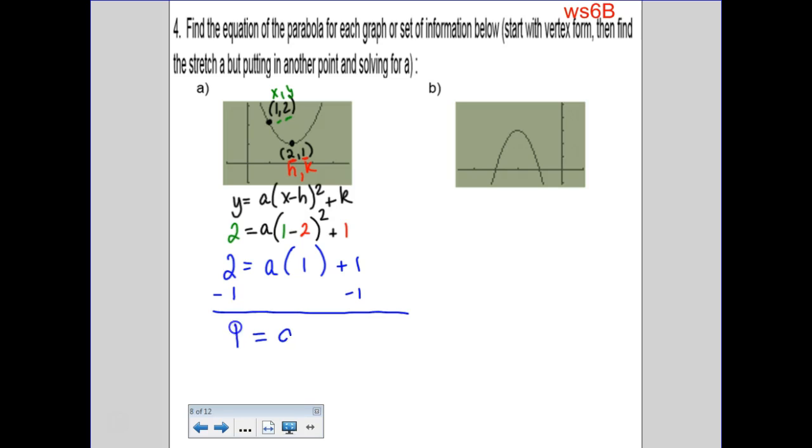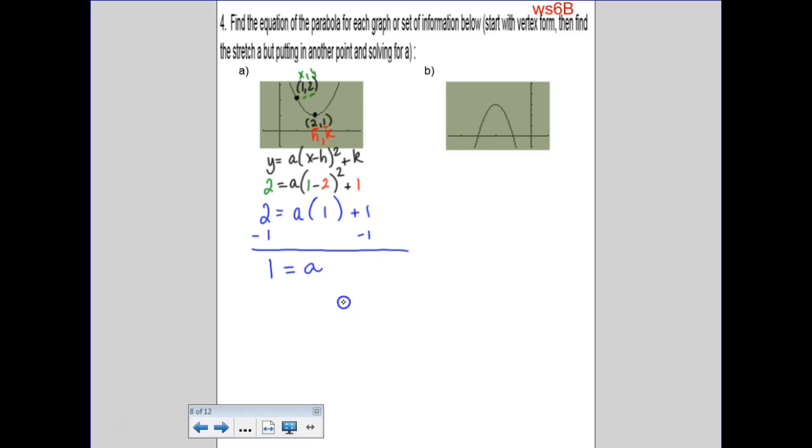So 1 equals a. This is the stuff that kids don't like because they think, well, I kind of thought a was 1. But you can't just assume a is 1 if it looks normal, because I'm going to give you really tricky ones on a test where a is something weird and you're not going to guess it. So you have to do the math. We're actually not done, because the whole point of this question was to write it in vertex form. You were almost there.